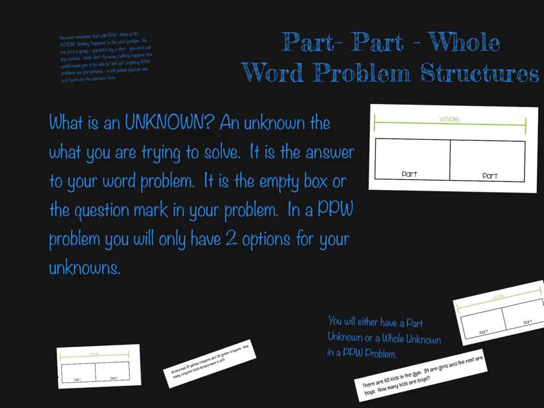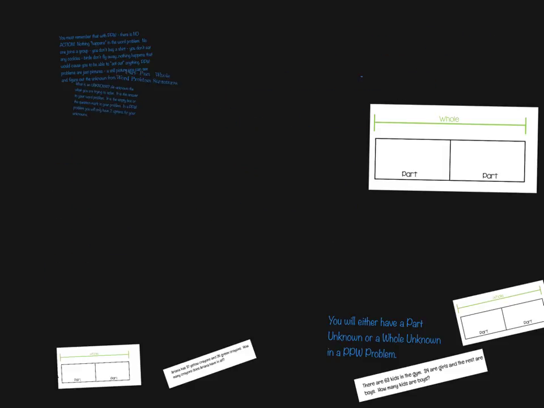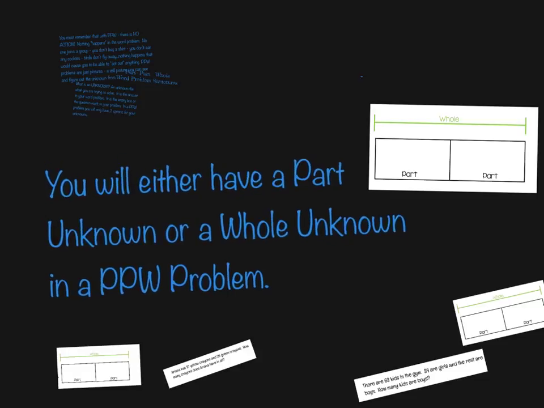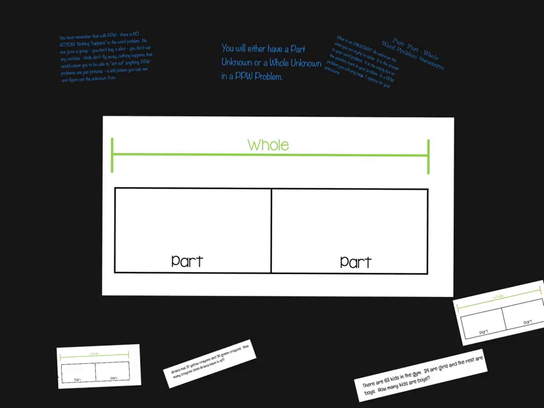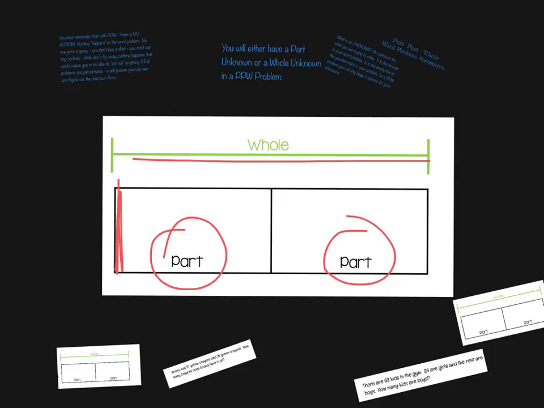Now, in a part-whole problem, you only have two options for your unknowns. The two options will be either the part is going to be unknown or the whole is going to be unknown. So let's take a look at our word problem structure for our part-whole. You have one part down here at the bottom. You have the other part down here at the bottom. Part and part equal the whole. Notice how the length of this part and that part are the same as the length of that entire whole.